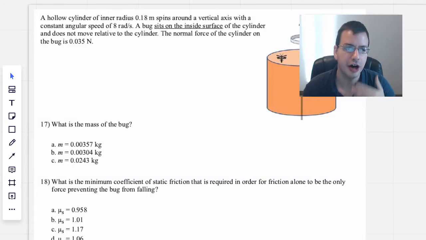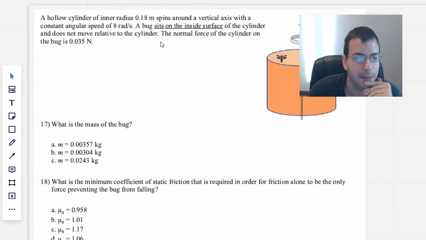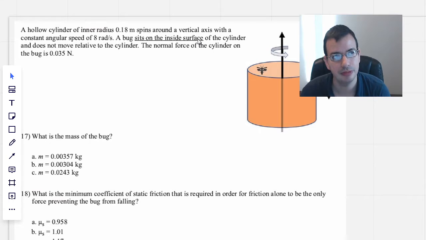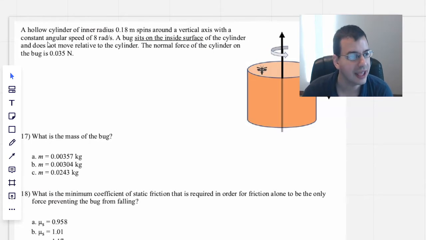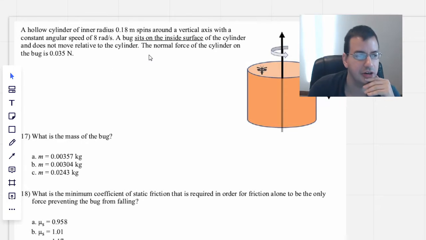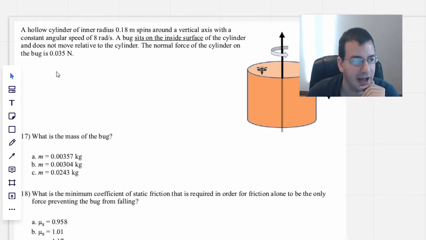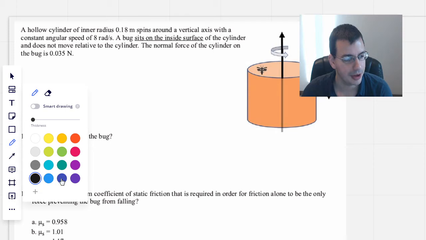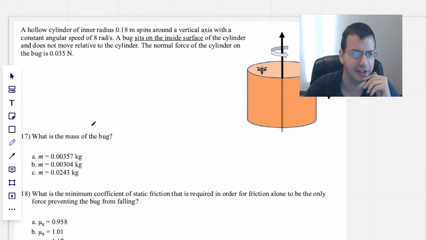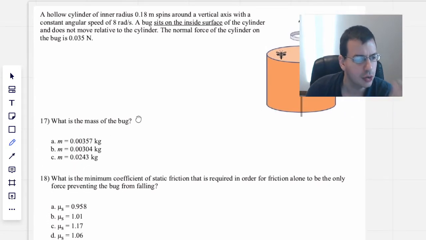A hollow cylinder of inner radius 0.18 meters spins around a vertical axis with a constant angular speed of 8 radians per second. A bug sits on the inside surface of the cylinder and does not move relative to the cylinder. The normal force of the cylinder on the bug is 0.035 newtons. What is the mass of the bug?